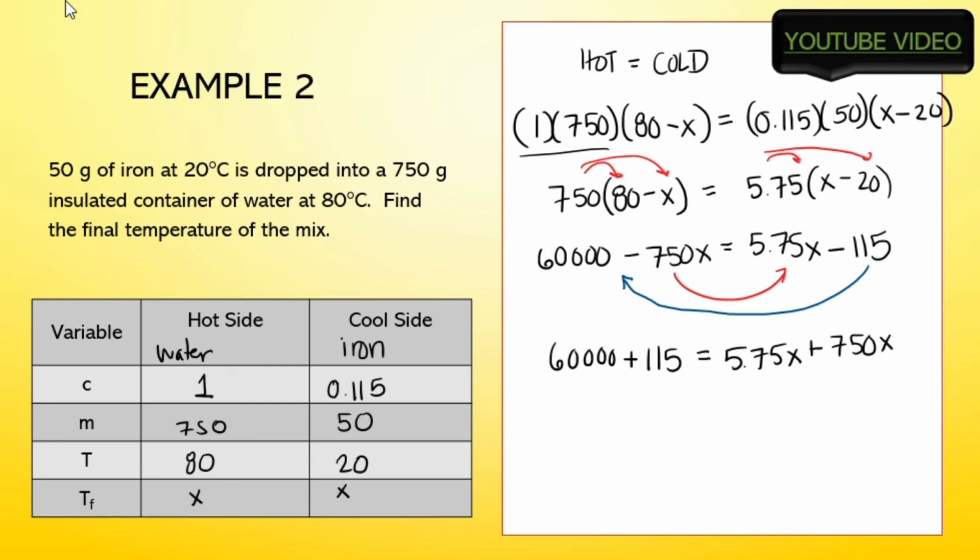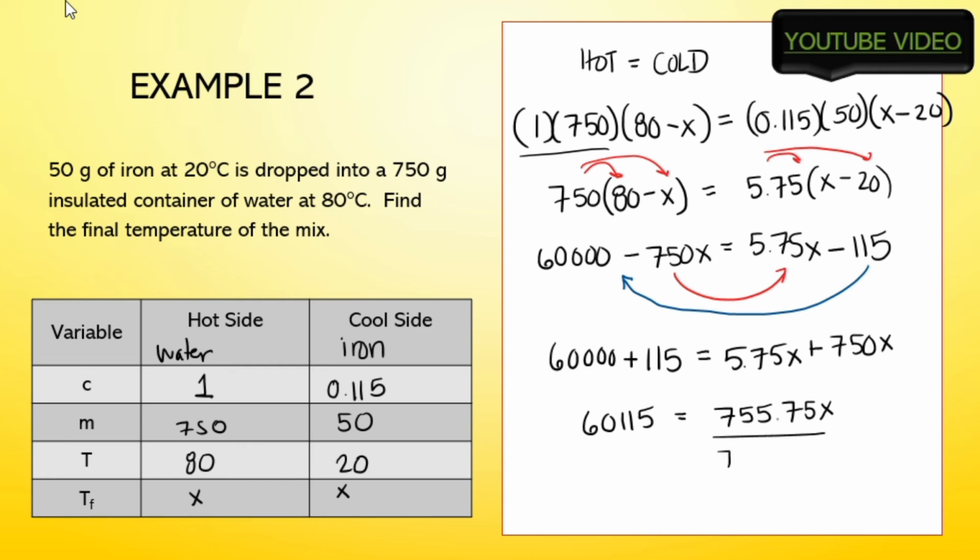Do the math on the left side, 60,000 plus 115. Do the math on the right side, 755x, adding up the numbers in front of the x's and just bringing the x along for a ride.